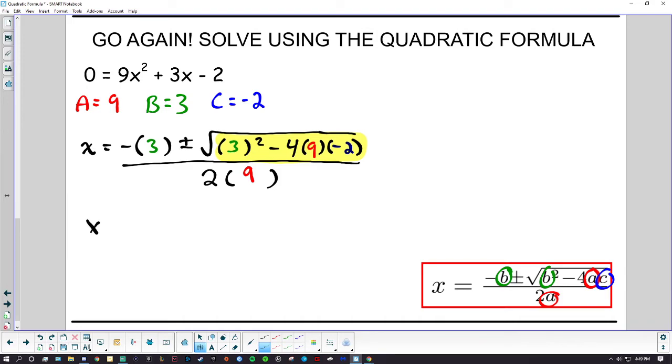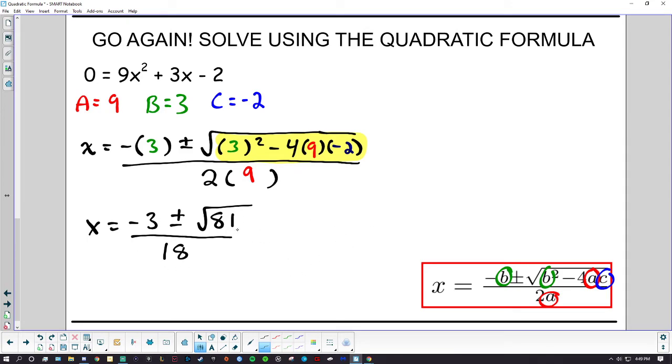So we have x equals negative times 3, negative 3. We are going to replace that with the square root of 81. On the bottom, we have 2 times 9, which is 18. Awesome. Look at how much better it looks. Okay, you know the deal.